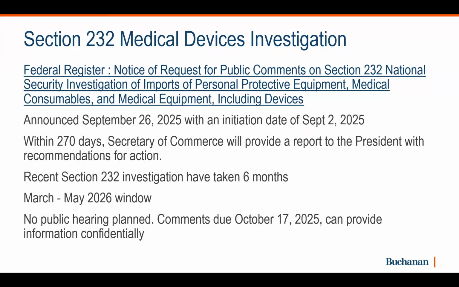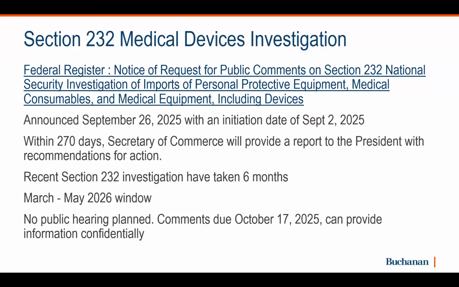Right now, there is no public hearing planned. The announcement that went out last week starting this investigation did ask for comments from the public by October 17th, 2025. Now, comments can be filed confidentially, and we have helped clients do so in many of the other Section 232 investigations. I will note, however, that October 17th date is not exactly set in stone. If there does happen to be a government shutdown and it does last long enough, the comment period might change or shift in some ways.